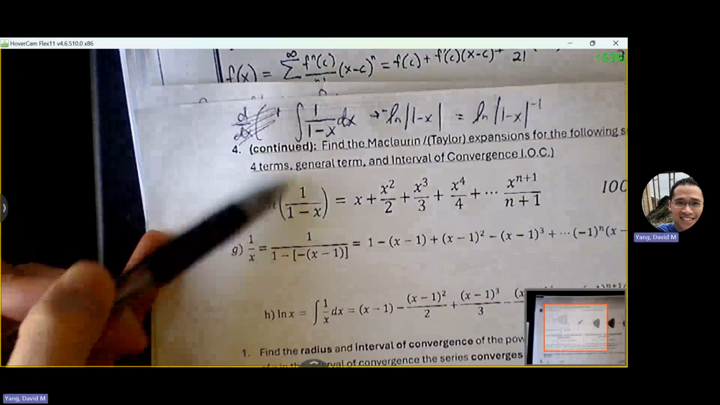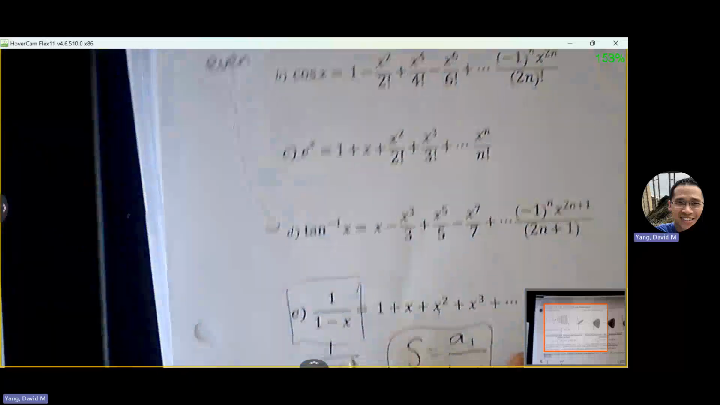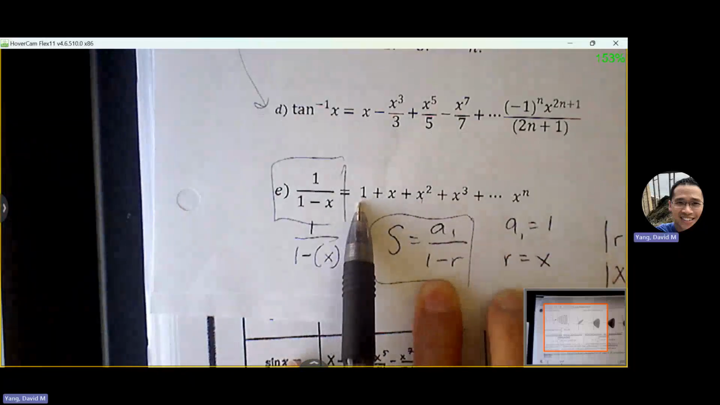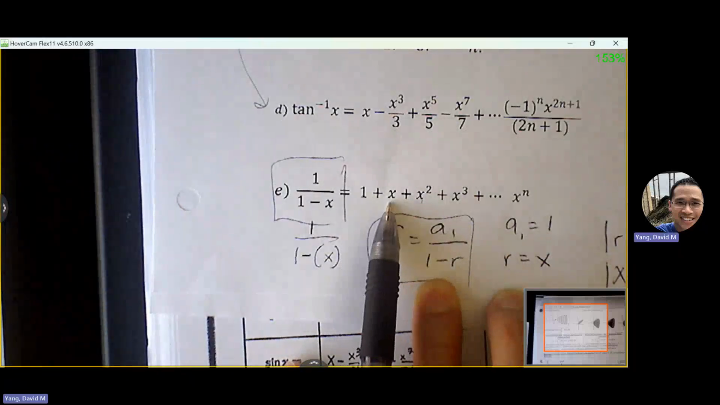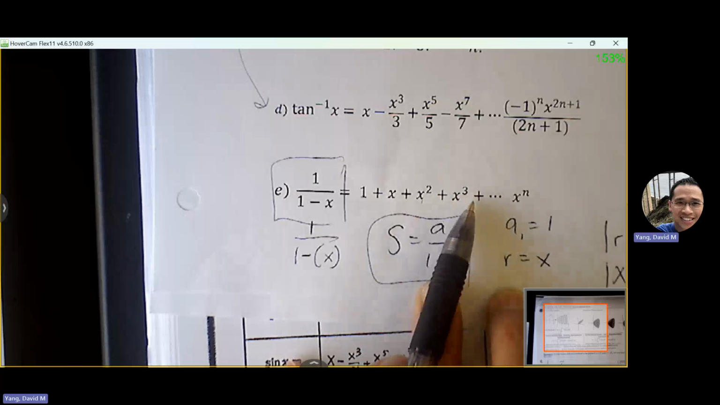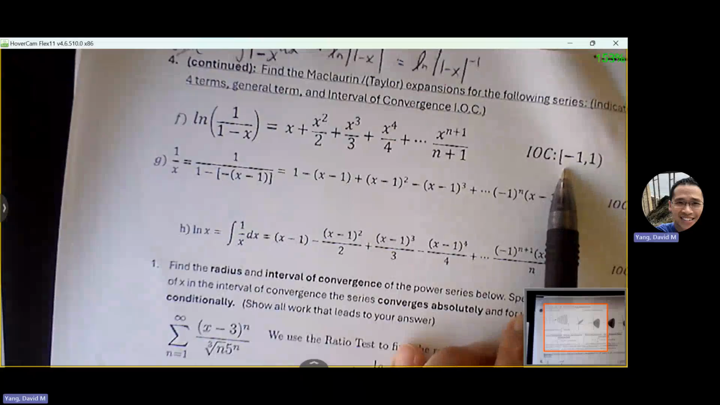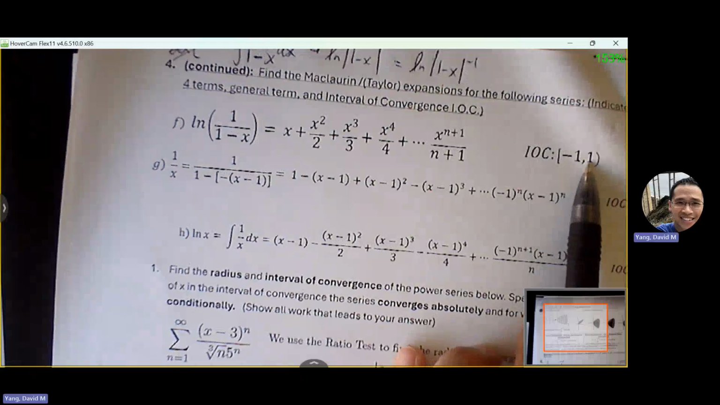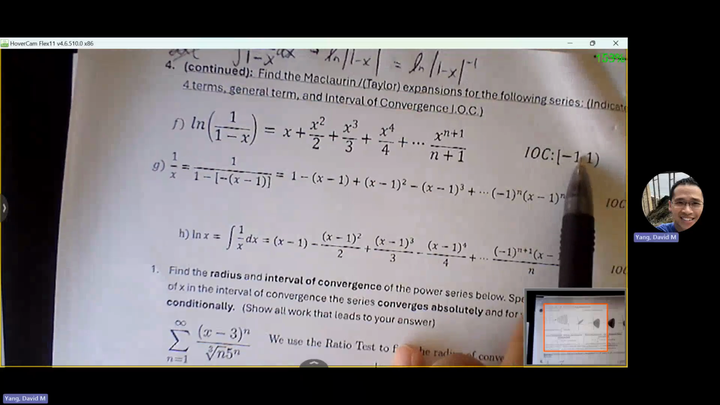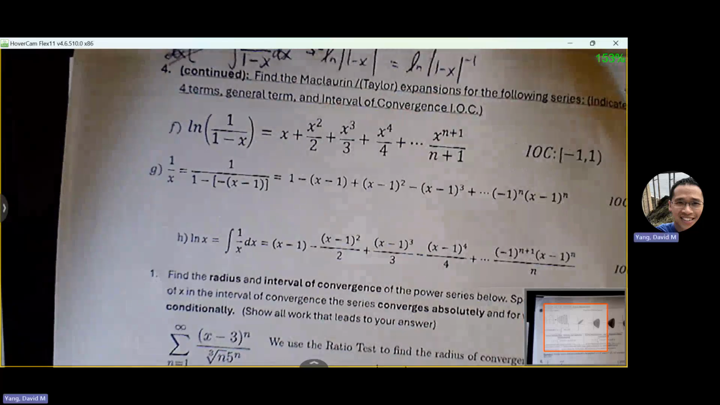Right. And if I can take the integral of the previous term, then I can get to my next term here. So 1 becomes x, x becomes x squared over 2, x squared becomes x cubed over 3, x cubed becomes x to the 4th over 4. So the connection between E and F is that F is the antiderivative version of the previous. And then your interval of convergence is from -1 to a parenthesis 1, because at 1, my graph is not going to exist.